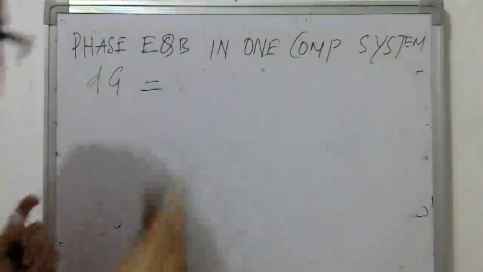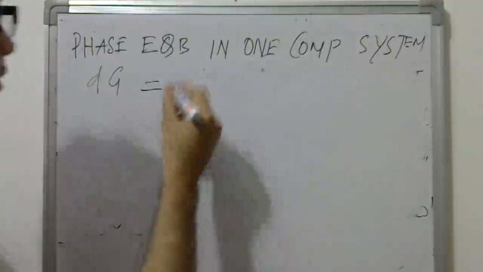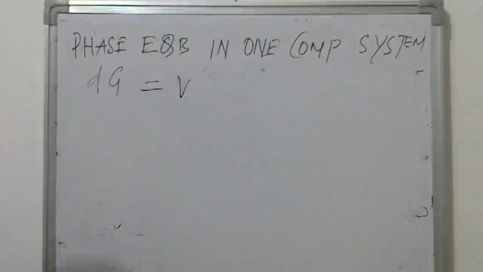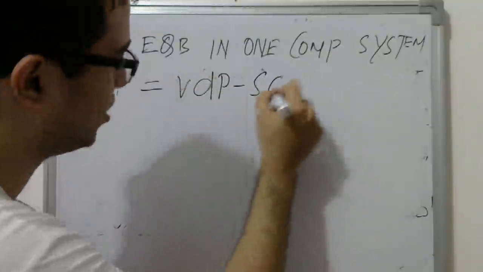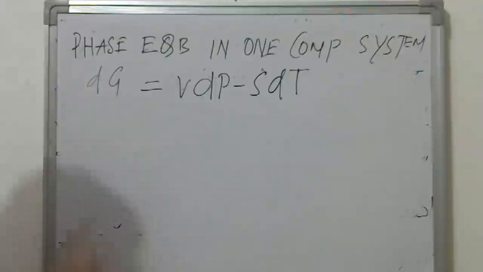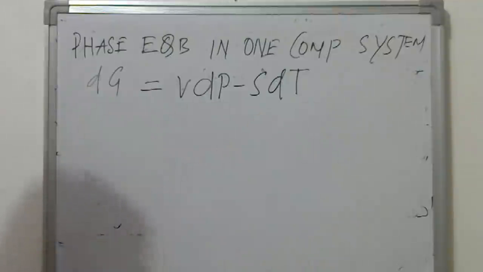So your final expression becomes dG is V dP minus S dT. You can pause the video and note it down if you have any doubt. Right? So this is the dG.